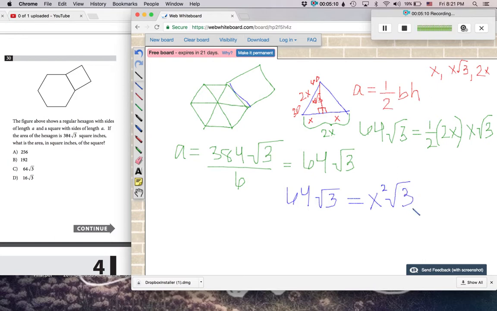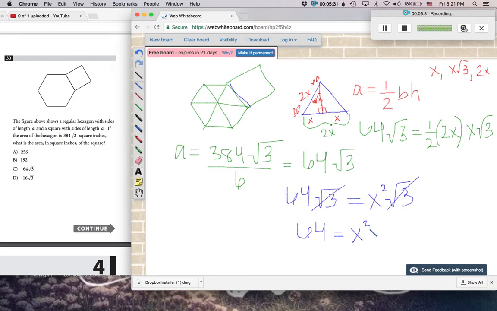Again, it looks kind of gnarly, but it always looks worse than it really is. What do we see? Aha! We got a square root of 3 on one side, square root of 3 on the other side. That means we can cancel them out. Sayonara. We are in better shape now. 64 equals x squared.